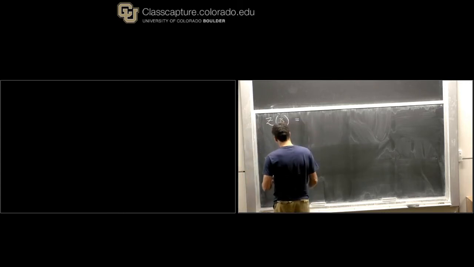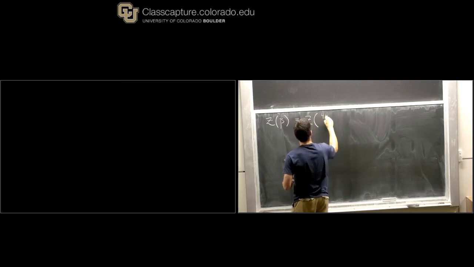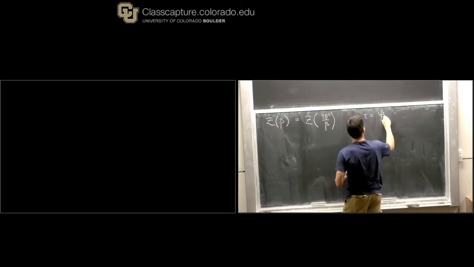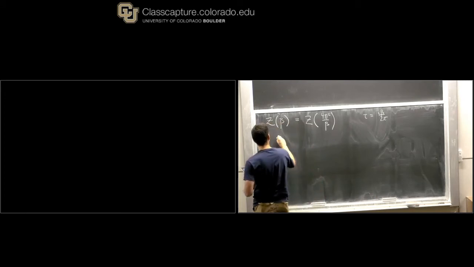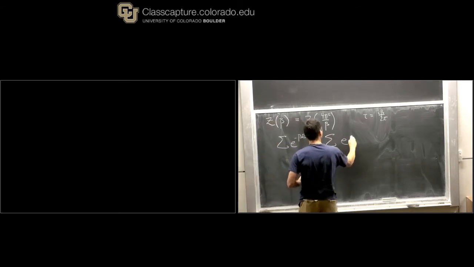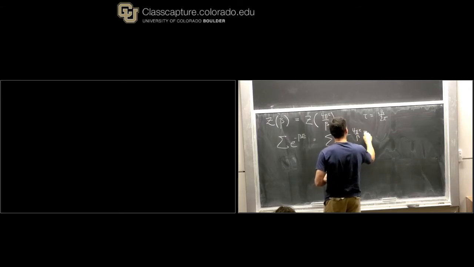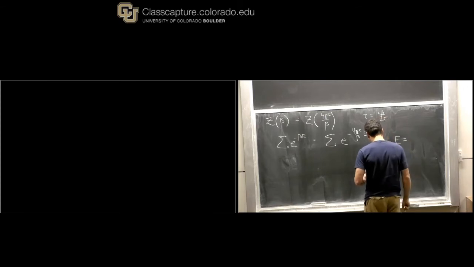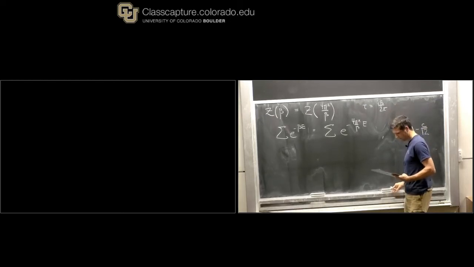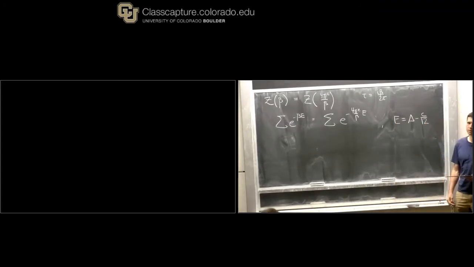Z of beta is equal to Z of 4 pi squared over beta. So beta here is my temperature. In terms of the tau that she used, this is i beta over 2 pi. So this is the sum of e to the minus beta E equals the sum of e to the minus 4 pi squared over beta E, where E is the energy on the circle, which is a conformal dimension delta minus c over 12. Okay, so that's the modular bootstrap equation. That's modular invariance. And our goal is to learn what we can about conformal field theories by studying this equation.